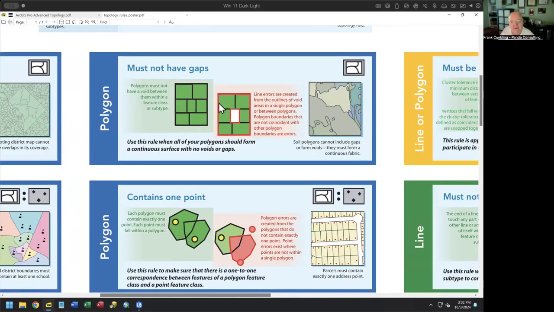Polygon must not have gaps. Again, this one's fairly easy to understand, and this is only within a single feature class, and it will identify when you have a gap or something that's not there. Now, this is interesting because we used to use this a lot in parcel mapping to try to identify where we have gaps, and those gaps were the ones we were looking for, the ones between polygons.